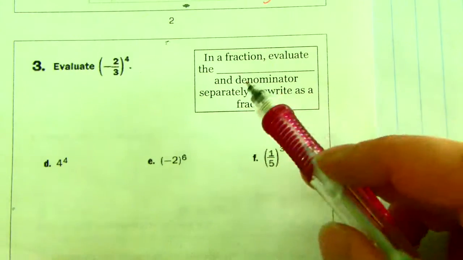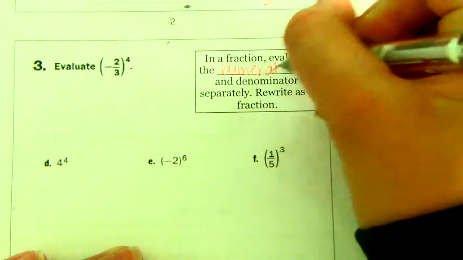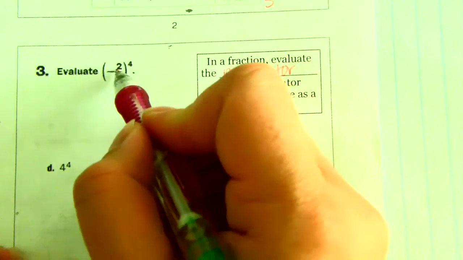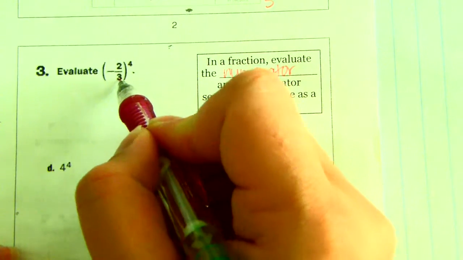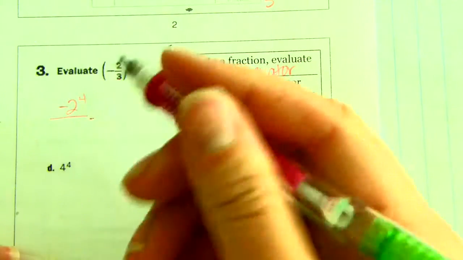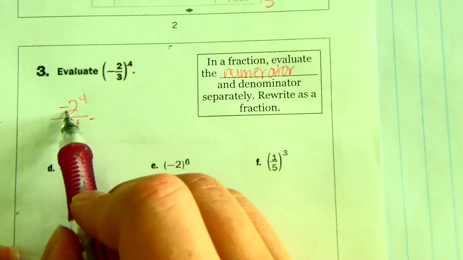Moving on to here, we're going to use our calculator to help us. In a fraction, evaluate the numerator and denominator separately. That's a good hint. And then you can rewrite that answer as a fraction. So for example, this is not saying just 2 to the 4th, but 3 to the 4th as well. So we're going to do negative 2 to the 4th, and then we'll do 3 to the 4th. There's going to be 4 negatives, so I know that's going to be positive.